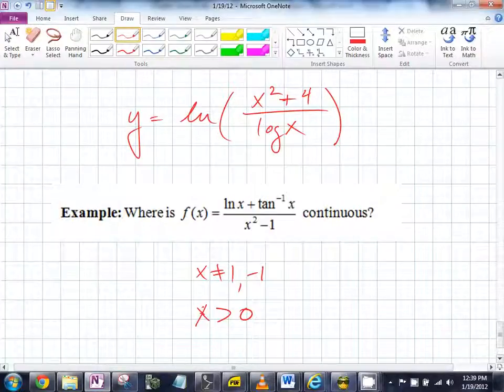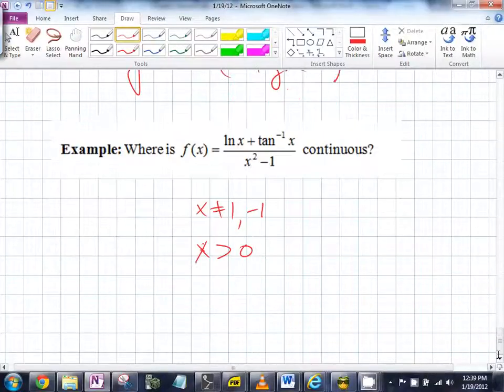Tan inverse, what does tan inverse mean? No, it's not. To the negative one means nothing about power. This means the inverse function of tan. Do you remember what tan inverse looks like? Yeah. No? Let's graph it for 1 second here.